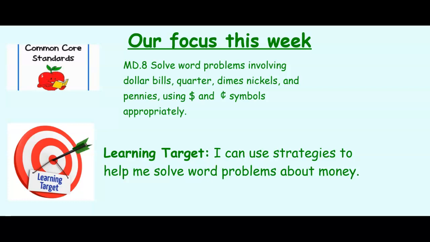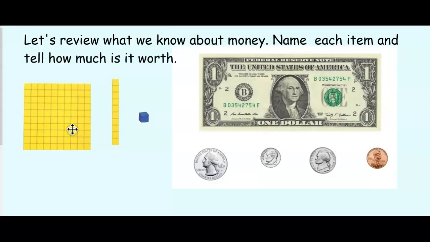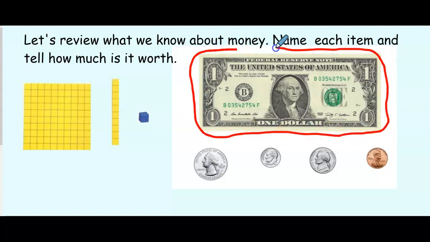I can use strategies to help me solve word problems about money. Let's review what we already know about money, boys and girls. Can you name each item and tell me how much it's worth? Let's look at our first item. Can you tell me what the name of this is? That's right. It's a $1 bill, worth $1.